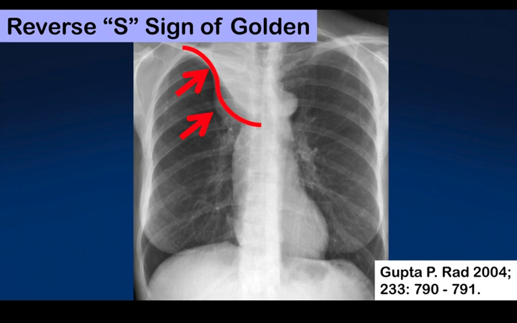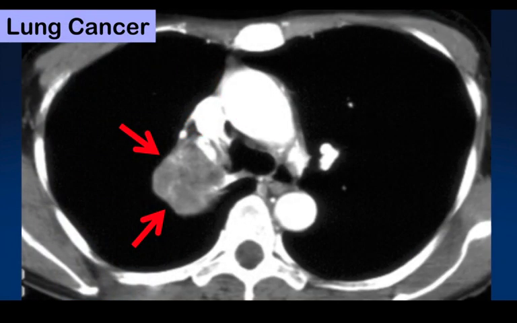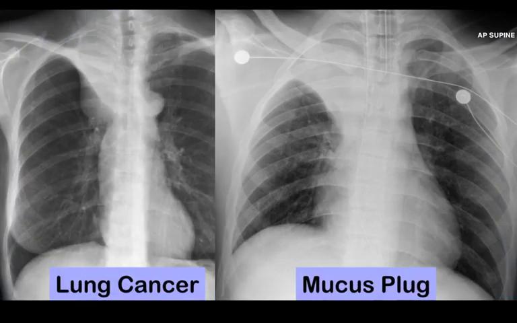So it generally indicates the presence of an underlying neoplasm, which can be confirmed on CT in this patient with a non-small cell lung cancer resulting in right upper lobe atelectasis. Notice the size of the mass and that there is both an endoluminal and extraluminal component.